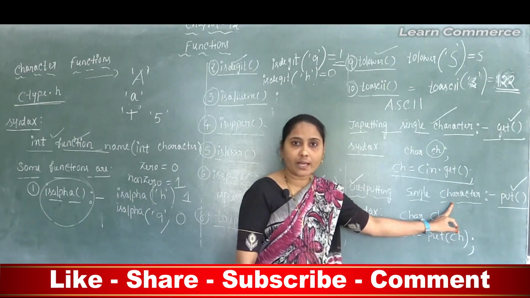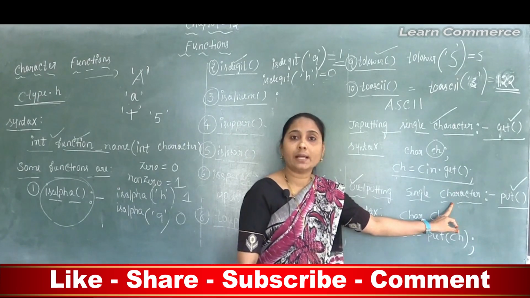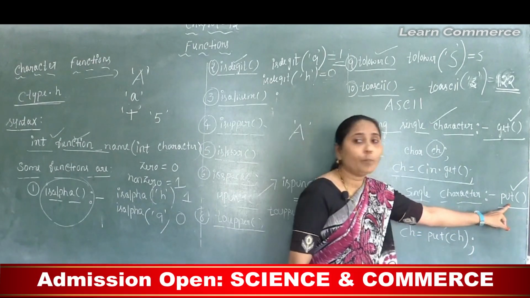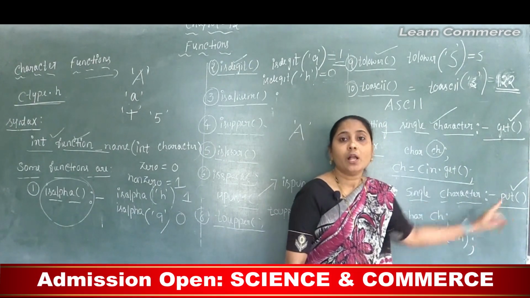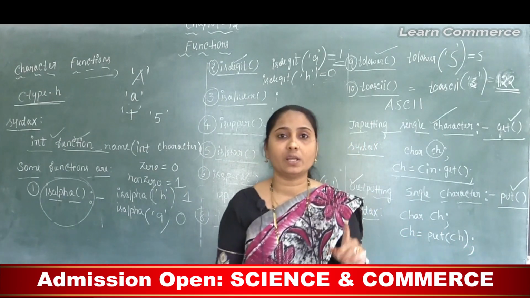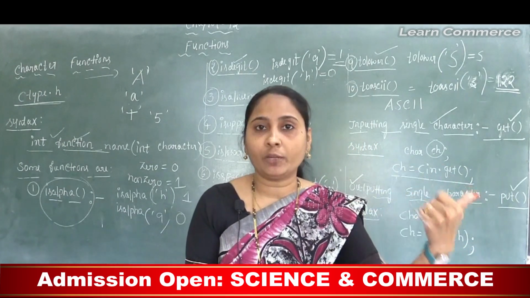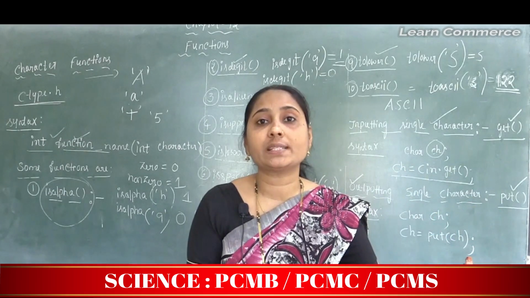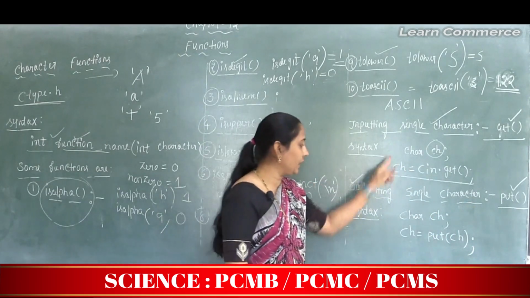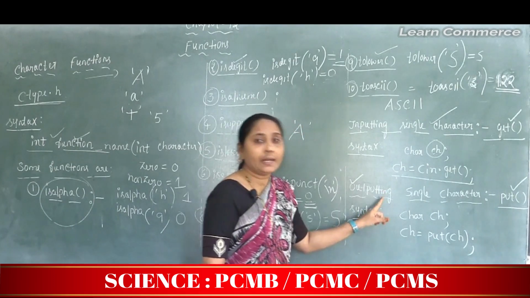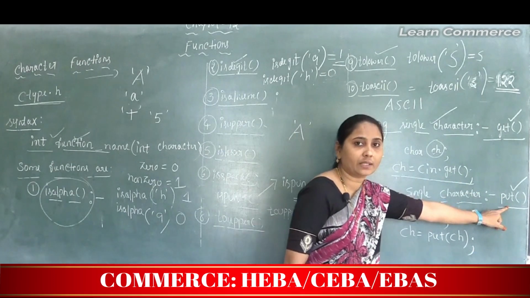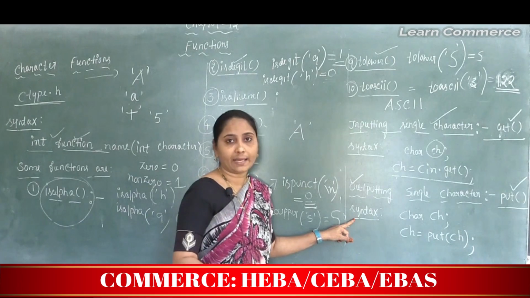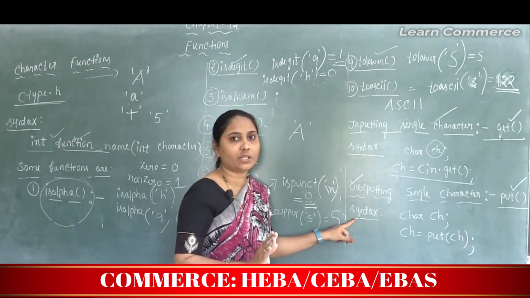So here we can say that to display a single character, the function is called the put function. Clear this one here? So put open close here. So get function inputs a single character, put function outputs a single character. This is for input, and the put function is used to display. So just put, that means display the single character on the screen here.